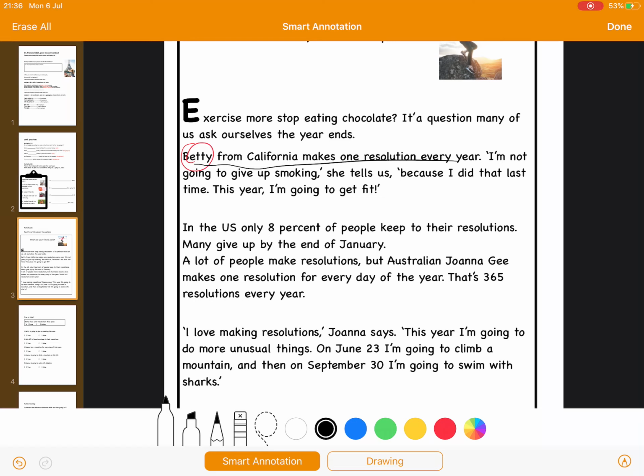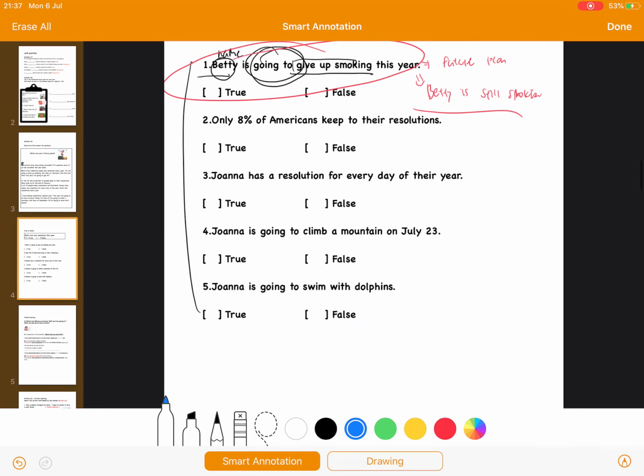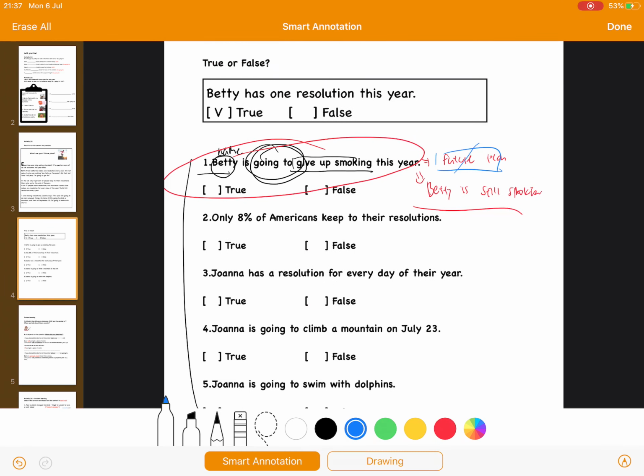Betty from California makes one resolution every year. I'm not going to give up smoking, she tells us. Okay, but still unclear. Let's still read it. She tells us, because I did that last time. Okay, now we find out. Because I did that last time, it tells you she already quit smoking, right? So which means it's not a future plan. It has already been finished. So the answer is false.